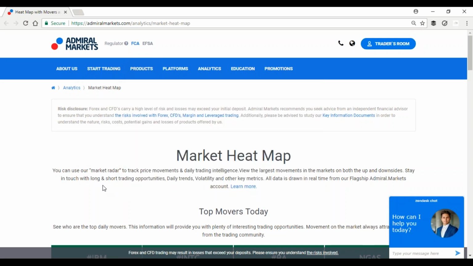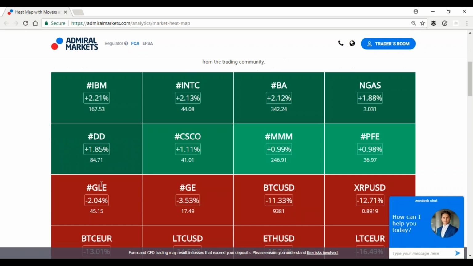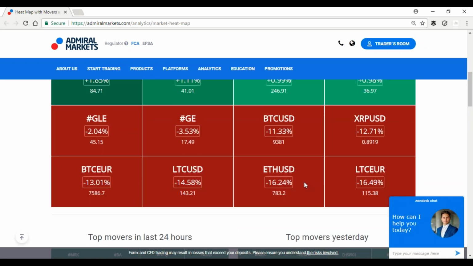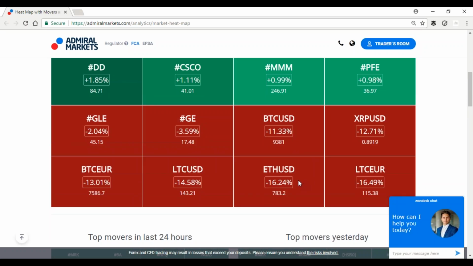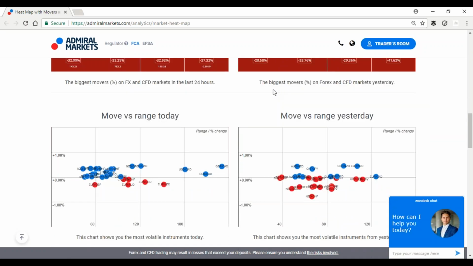I'm now looking at the market heat map, just curious what the bigger movers are here in the market. As you can see, definitely on the downside, cryptos at this moment. On the upside, some CFDs, forex, a little bit imbalanced.